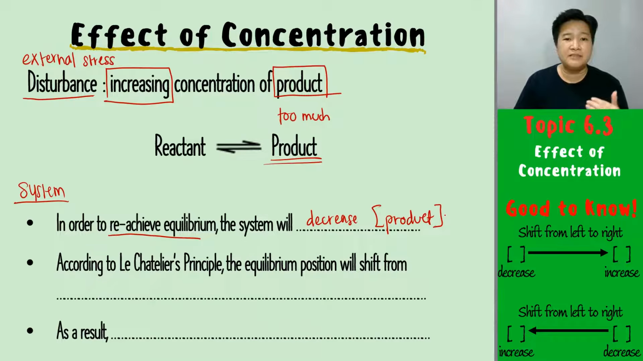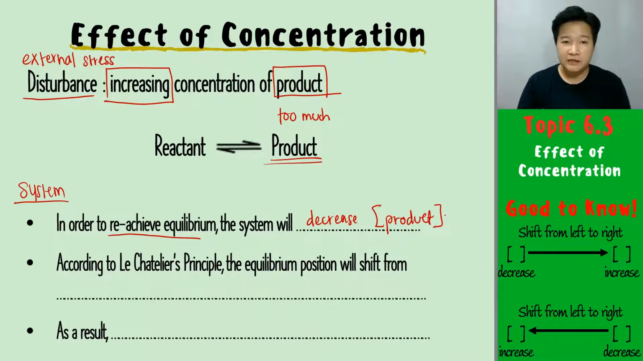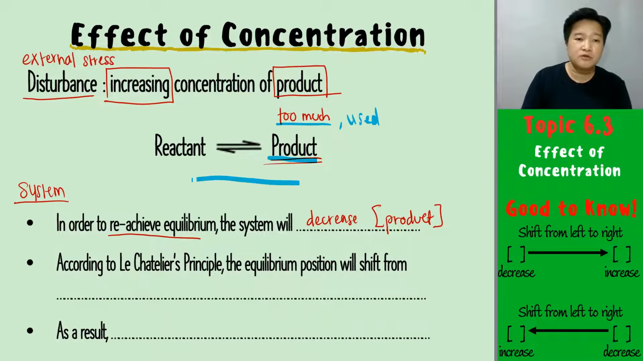Because your disturbance is increasing the product and therefore your system that is already at equilibrium is having too much of your product. So what will the system do? Decrease the product. Then I re-achieve the equilibrium. But the biggest question is always, how can I decrease the product? Bear that in mind, to decrease something, you need to use it. So, are we going from the left to the right or from the right to the left? Look at it. Your product right now is having too much. We need to use the product. So, to use the product, we need to move from the product to the reactant.